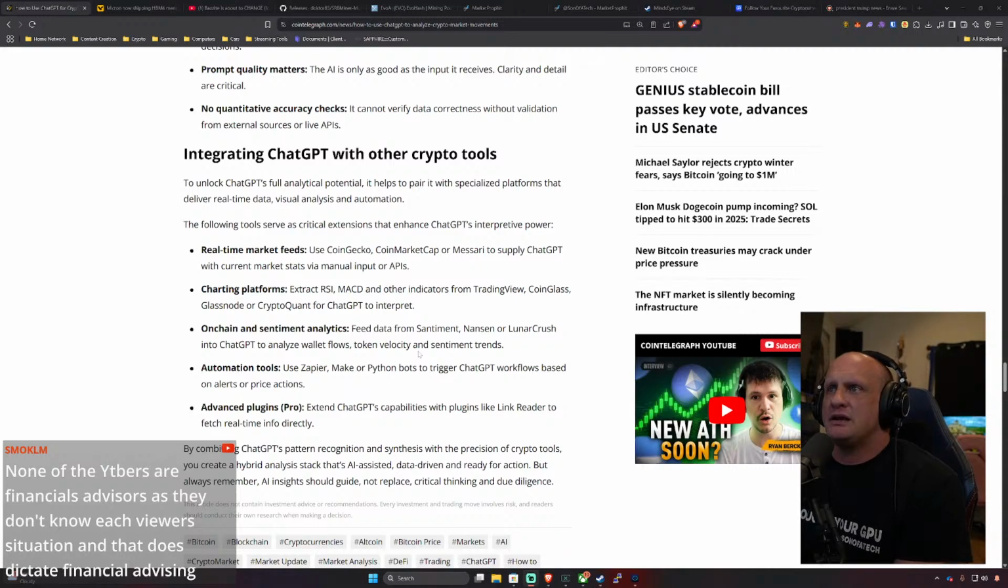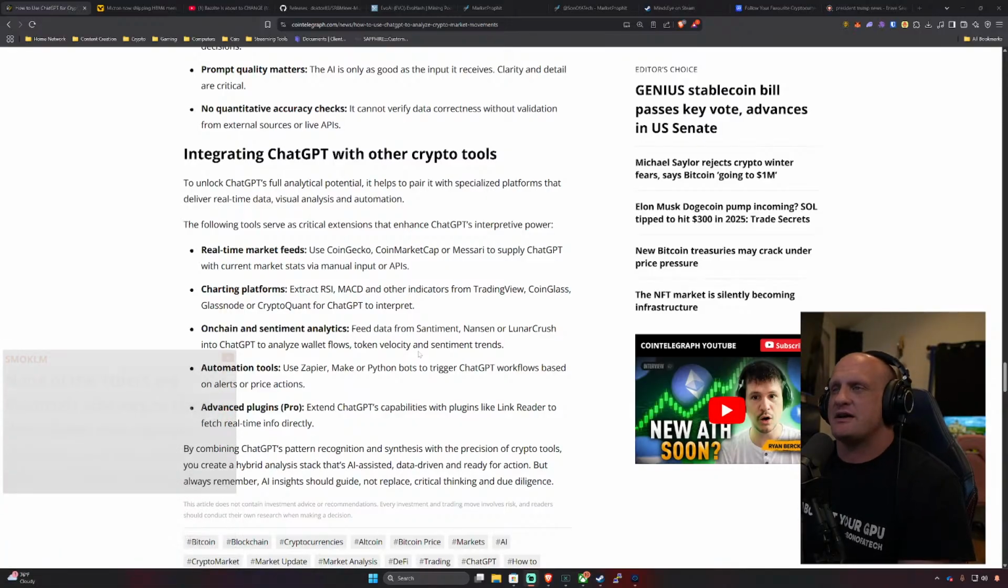So you can basically utilize CoinGecko, CoinMarketCap to supply ChatGPT with current market stats via manual input or APIs. Obviously, I think utilizing the APIs is going to be the fastest way to do that. And once again, the quality of your input, figuring out how to give that information to ChatGPT, in and of itself is an answer that you'll need to get.